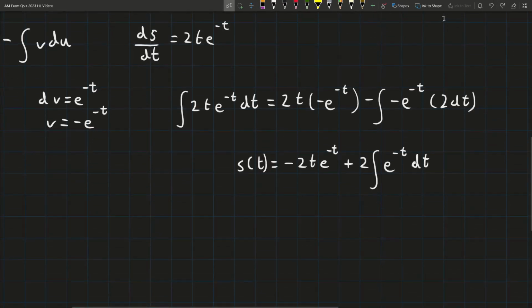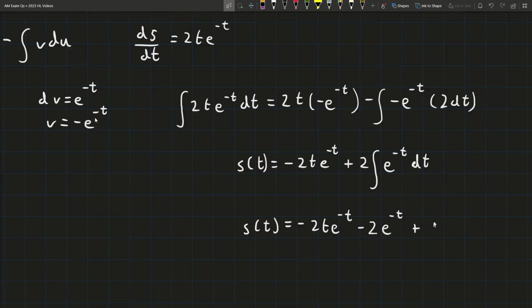So that's what s of t is. Now we have to do this last integral. So we get s of t equals minus 2t e to the minus t. Now the integral of e to the minus t, we had it over here as well. It's going to be minus e to the minus t. So we're going to have minus 2 e to the minus t plus c, of course.